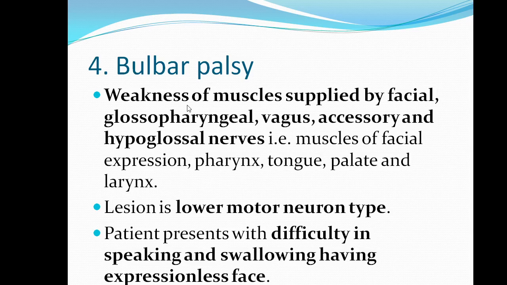Bulbar palsy. Patient presents with the weakness of the muscles supplied by the facial, glossopharyngeal, vagus, accessory, and hypoglossal nerves. That is, the muscles of the facial expression, pharynx, tongue, palate, and larynx. Lesion is the lower motor neuron type. Patient presents with the difficulty in speaking and swallowing, having expressionless face.